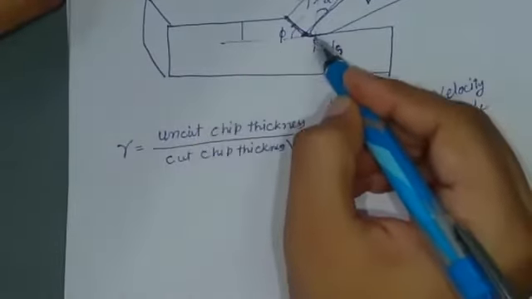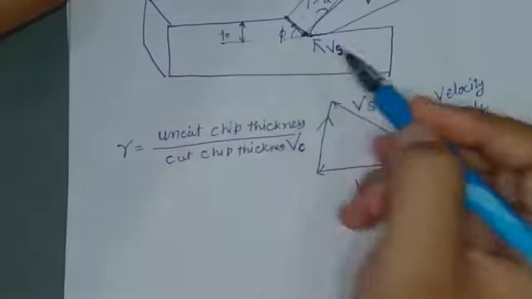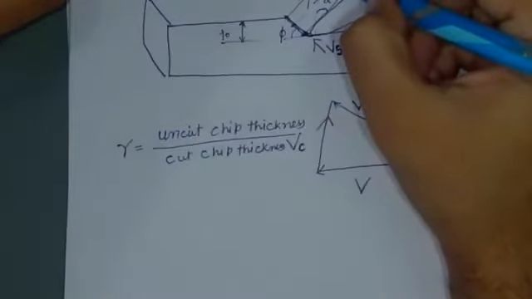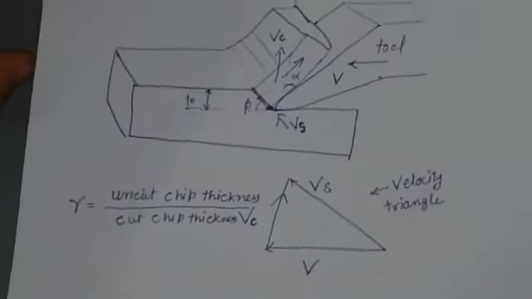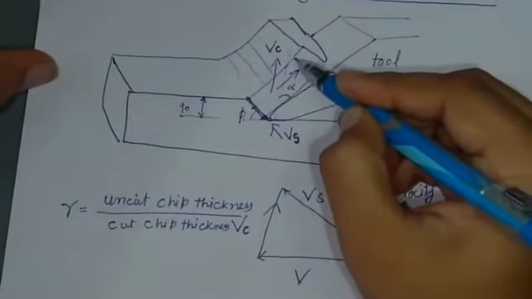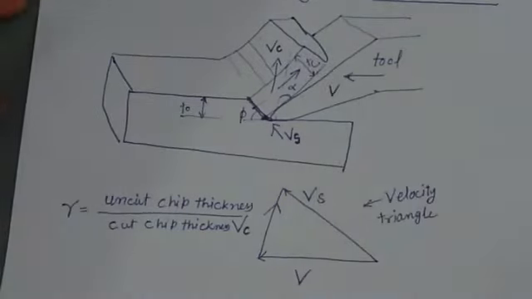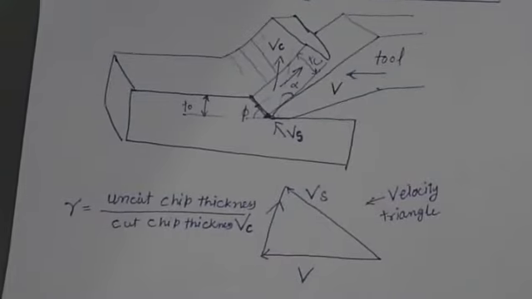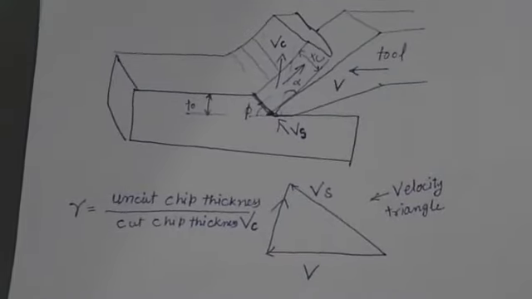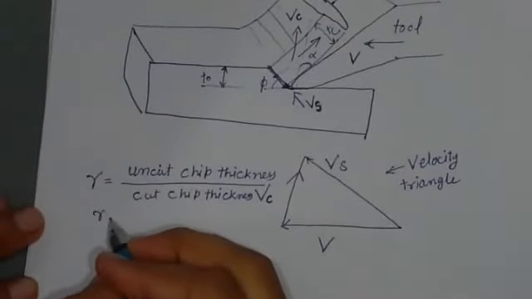See, the tool has been fed to this, and this is the uncut chip thickness. Let's say this is T naught. And here, if you see, this chip has a thickness of TC, let's say. Then TC in most of the cases remains more than 5 times T naught, and therefore R is always less than 1.